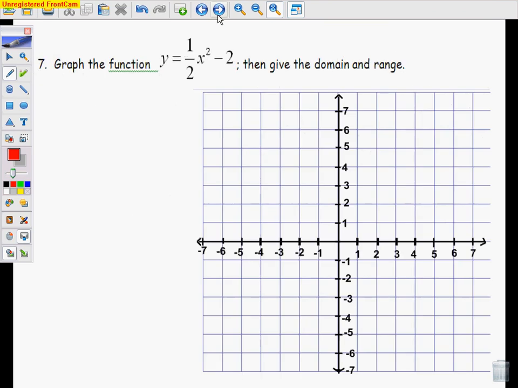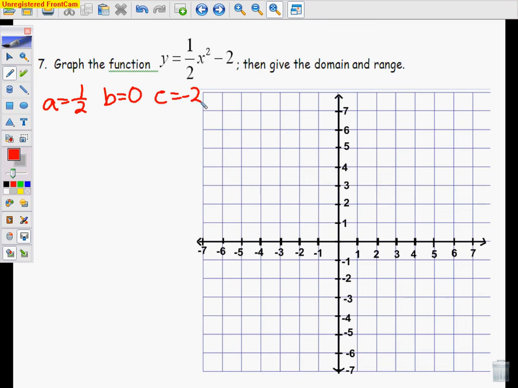All right, moving on. Number 7, graph the function y equals 1/2 x squared minus 2, then give the domain and range. I gave you a couple steps when it comes to graphing parabolas and graphing quadratics. First, you're going to find a, b, and c. So that means that your equation should be in standard form. A is the number in front of x squared. So here, a is 1/2. B is the number in front of x. Here, there is no x, so b is 0. And c is the constant. Here, the constant is -2, so c is -2.